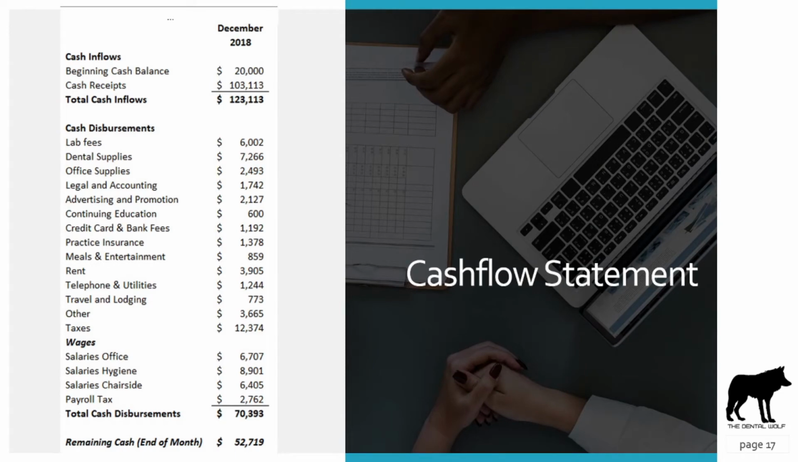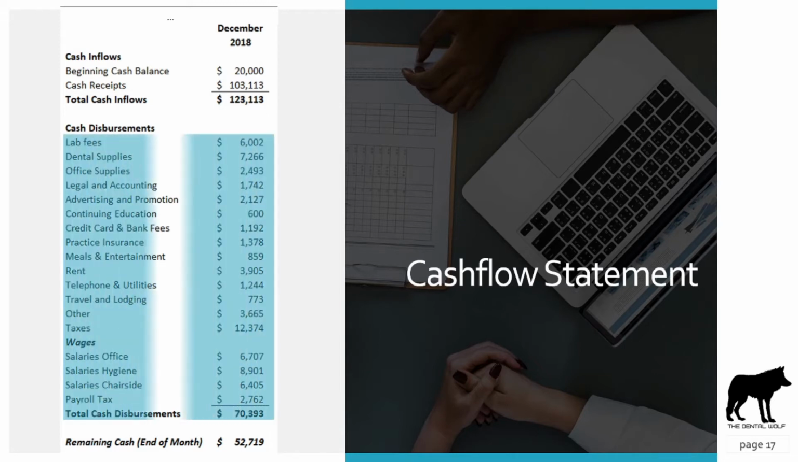Looking at this, it's probably going to seem pretty familiar to you if you've watched the income statement video. This cash flow statement is basically the same thing. If you look at this section right here, it's going to have all the same expenses, all the same cash disbursements, is what we call it in a cash flow statement.